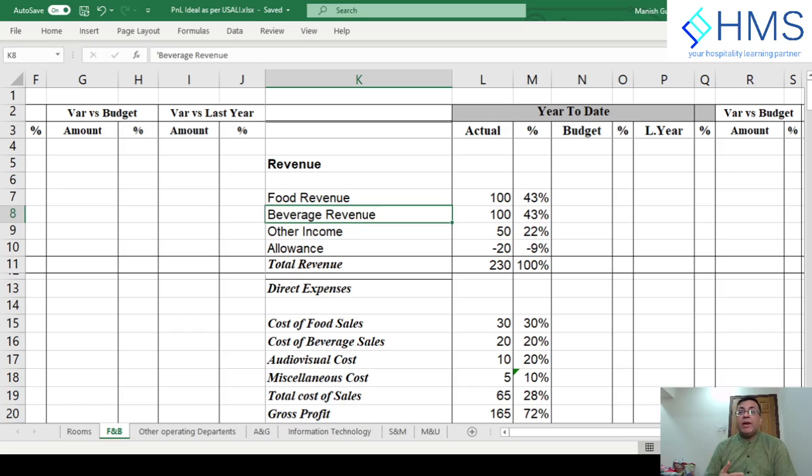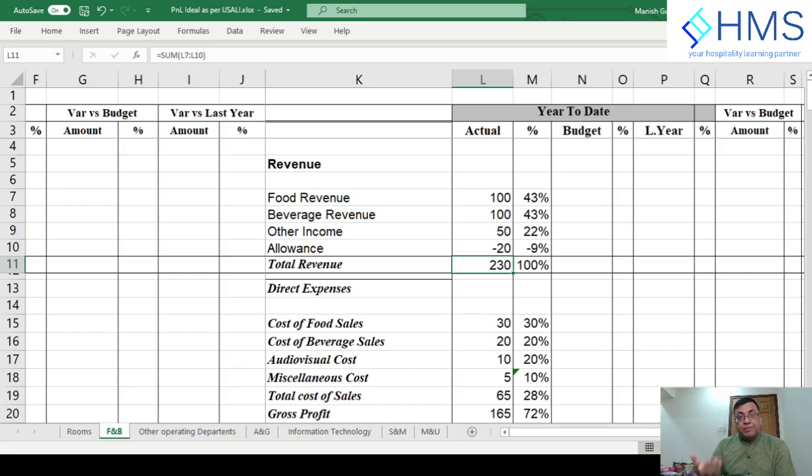So here we are going to look at the ratio of food revenue to the total revenue, which is here 43%. So this percentage is calculated by food revenue divided by the total revenue. Similarly, beverage revenue divided by the total revenue, other income divided by total revenue. So what we are going to look at is the proportion of the food revenue and beverage revenue. Is it the same or is it changing?